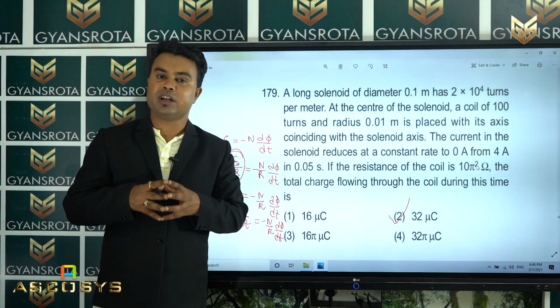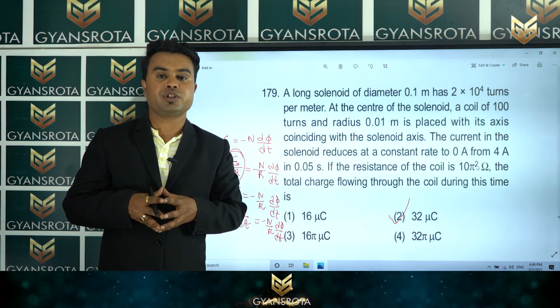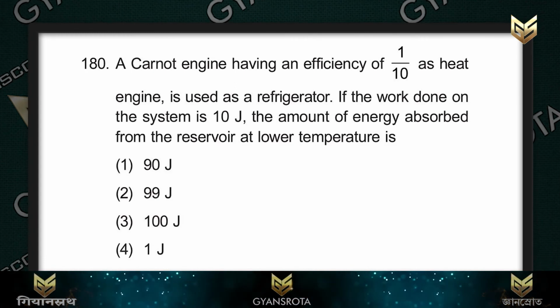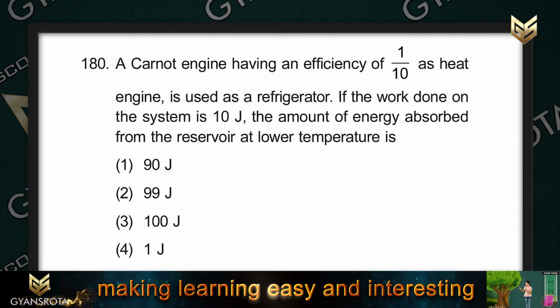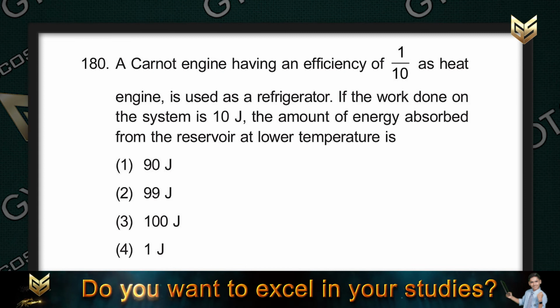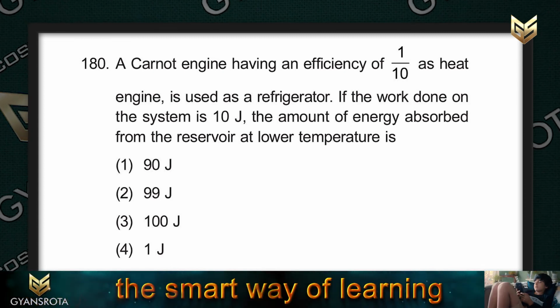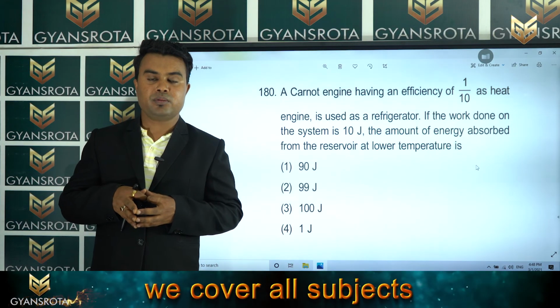Now let us move to the last question of this year, that is 2017, question number 180. A Carnot engine having an efficiency of 1 by 10, okay, the efficiency of the Carnot engine is given to you as heat engine, is used as a refrigerator. If the work done on the system is 10 joule, the amount of energy absorbed from the reservoir at lower temperature is. So, what you are going to do?